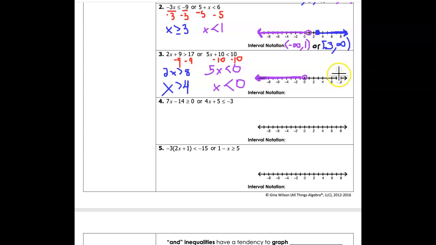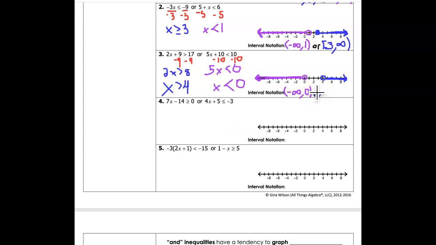For my other one, I start at 4. Again, I don't fill it in. And then we're going to go to the right because I want x to be greater than 4. And then I write my interval notation. So furthest we get to the left would be negative infinity. And then we go up to 0. 0 is not included, so it gets a parentheses.